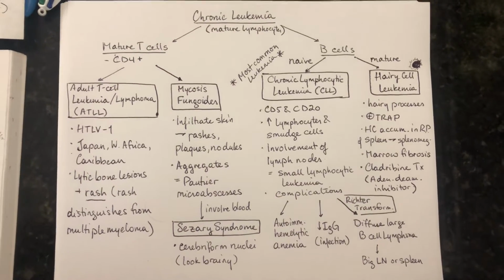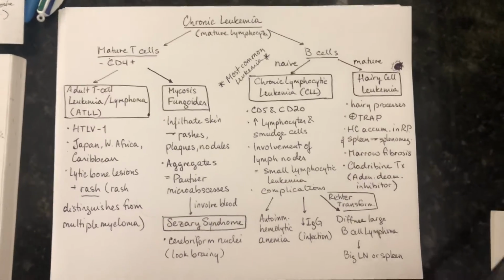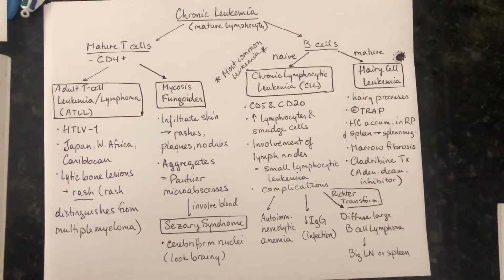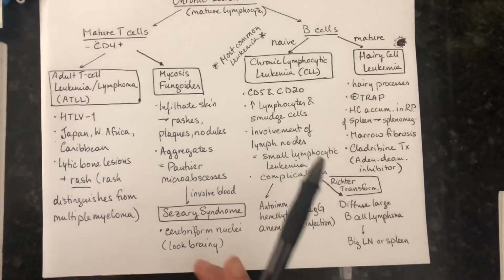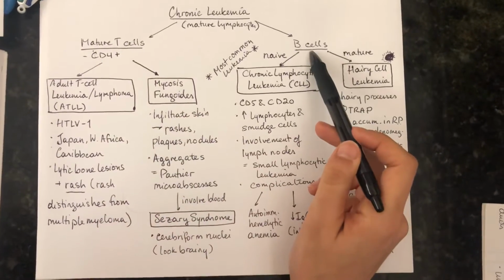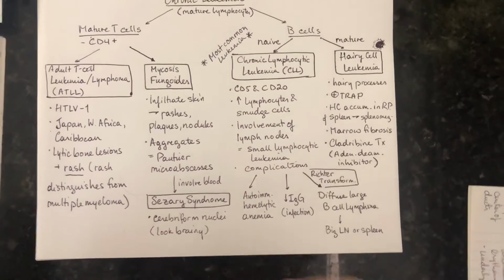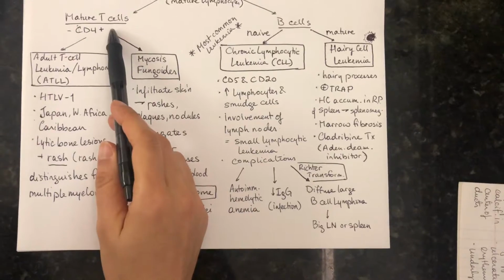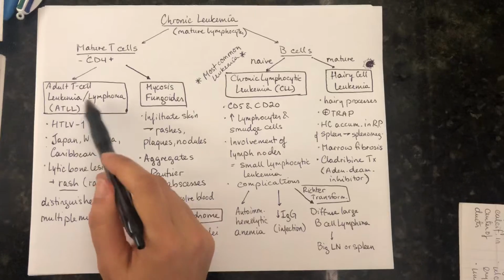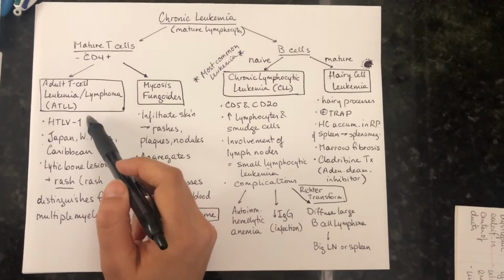Hey guys, so this video is a schematic of chronic leukemia. So chronic leukemia by definition is a proliferation of mature lymphocytes. The mature lymphocytes could either be mature T cells or B cells that are either naive or mature as inactivated. Mature T cells are going to be CD4 positive. And there are two types of chronic leukemias you can get from T lymphocytes.